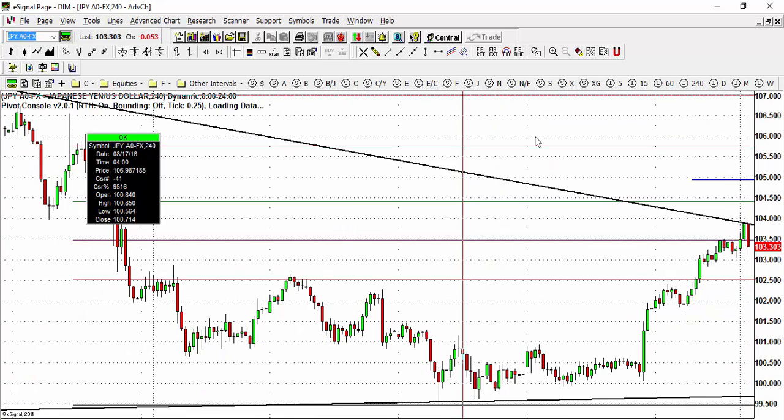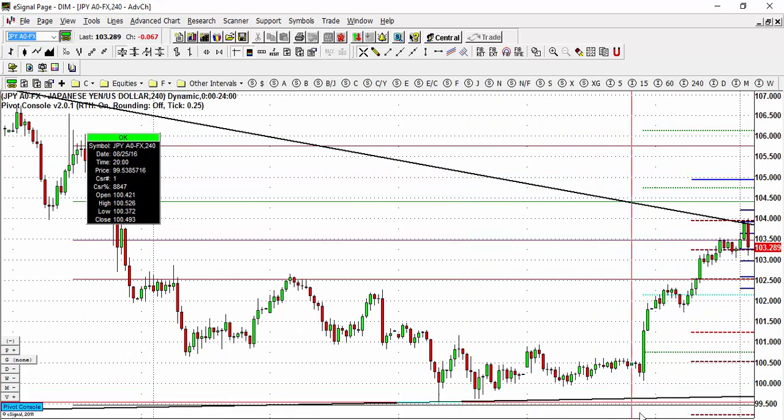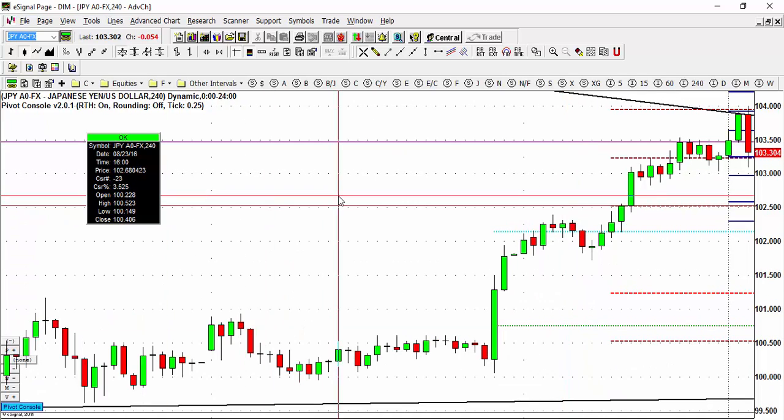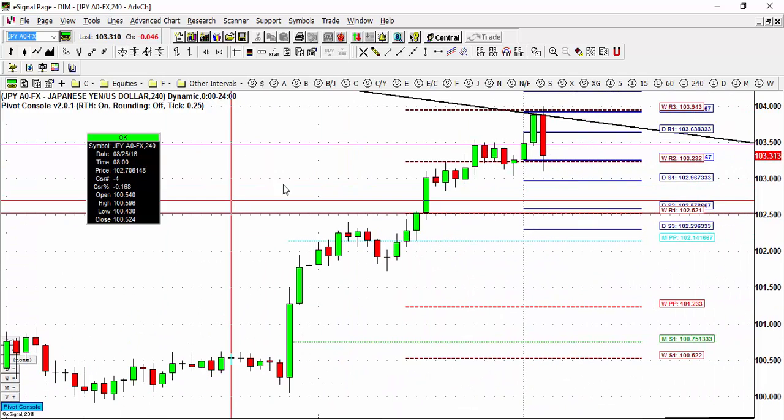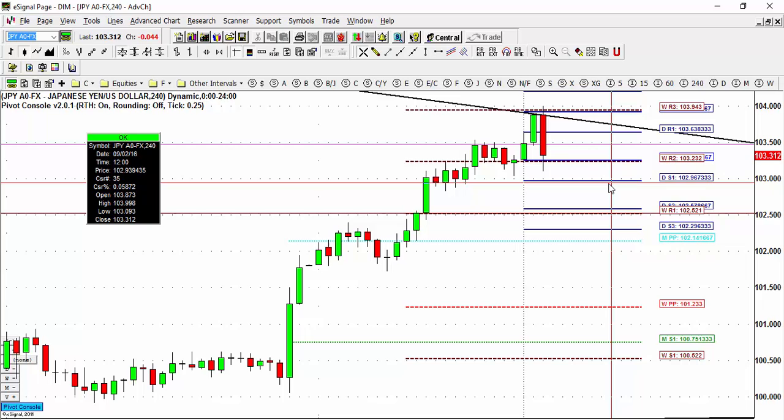Taking a look at the Japanese yen versus the US dollar with the pivot points active, we see that the market went above the monthly R2 or the weekly R2 and found resistance up at the weekly R3 at 103.94. So that pivot point number was providing some resistance with the Japanese yen.